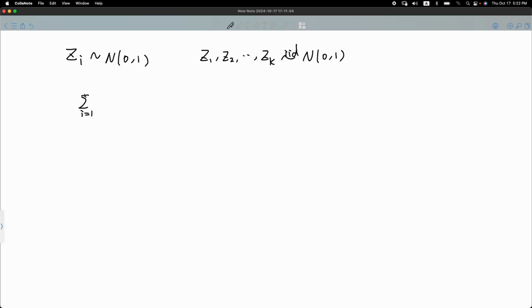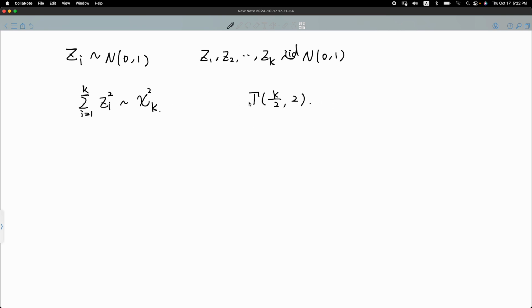construction, the sum from 1 to k of zi squared, follows a chi-square distribution with degree of freedom k. Last time we used the moment generating function to show that the sum of zi squared follows a chi-square distribution. And we also pointed out that the chi-square distribution is essentially a special case of a gamma distribution. And let's see what is the parameter that I put down. So alpha is just the degree of freedom k over 2, and beta is equal to 2.